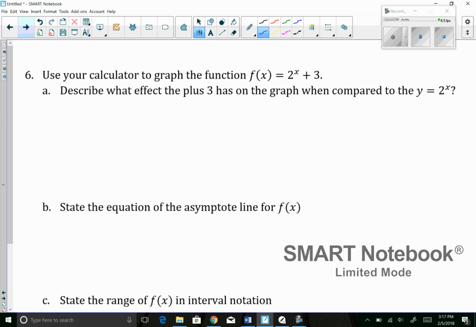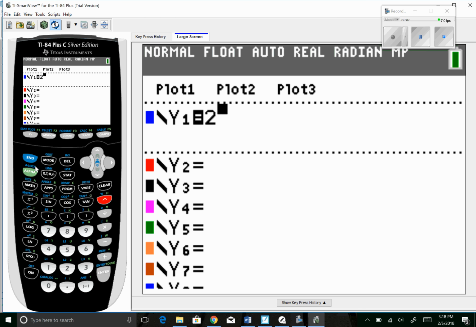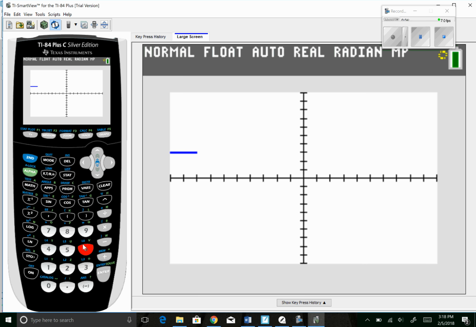Number 6 says use your calculator to graph 2 to the x plus 3. So if I graph 2 to the x plus 3, we have 2 to the x power. On newer calculators, we want to get out of the exponent. Older calculators maybe use a parenthesis so we know where it ends. And then if I graph this, we'll hit zoom 6. We're probably still in a trig zoom. We notice the graph shifts up.